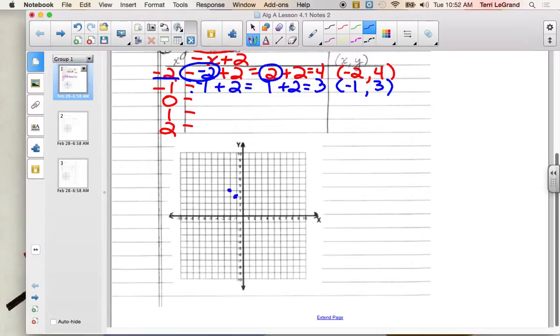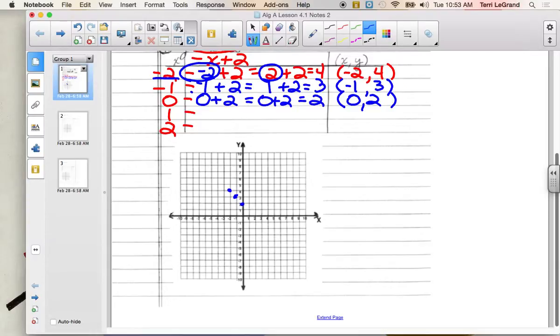Okay, now we're going to substitute 0 in. Here's my negative sign for the function rule. I put a 0 behind it. I add 2. Don't be confused by this, it's okay. We know that 0 is neither positive nor negative, but 0 does have an opposite, it's itself. So the opposite of 0 is? 0. And 0 plus 2 is? 2. So we now have ordered pair 0, 2.